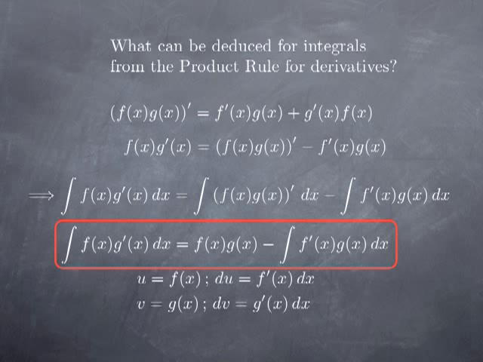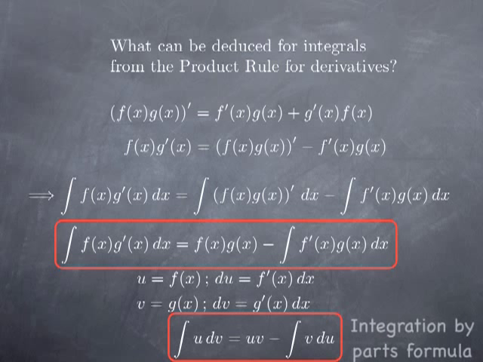In this formula we're going to call f of x u, and du is f prime dx, and v will be g of x, and dv is g prime dx. And with this formalism the integral on the left hand side becomes the integral of u dv. Then we have f times g, which is a product uv, and the integral of f prime g becomes the integral of v du. And this is what we will call the integration by parts formula.